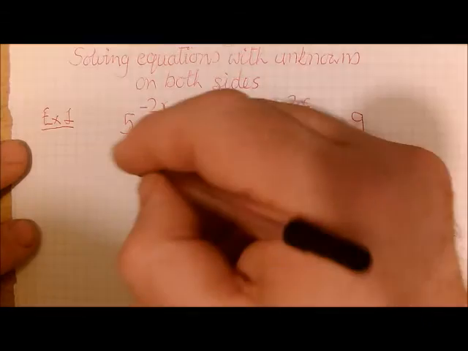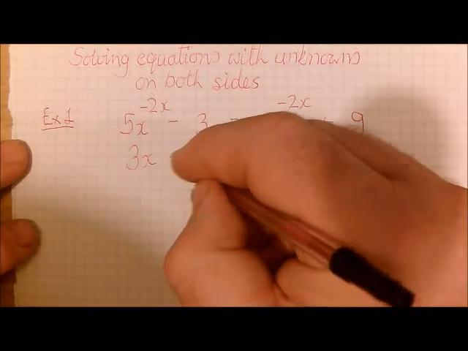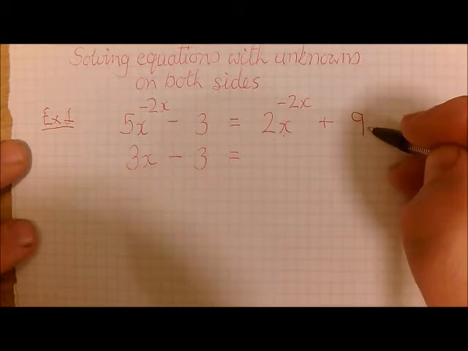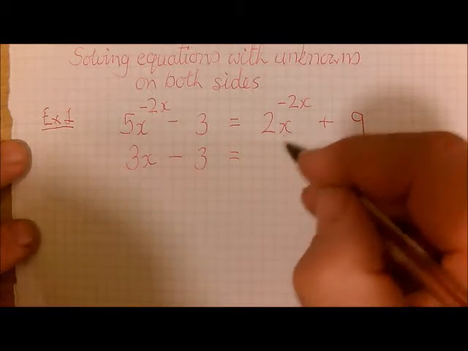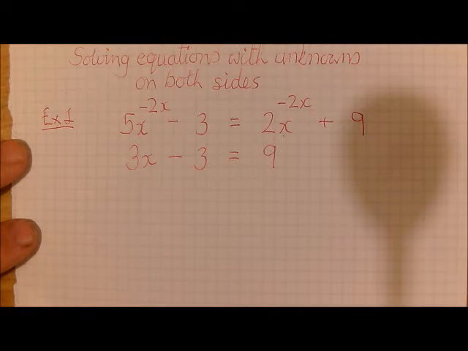5x minus 2x gives me 3x. I've not done anything with the term minus 3, so that stays as it is, and I've not done anything with the term 9, but the 2x minus 2x gives me 0, so I'm just left with 9 on the right hand side.